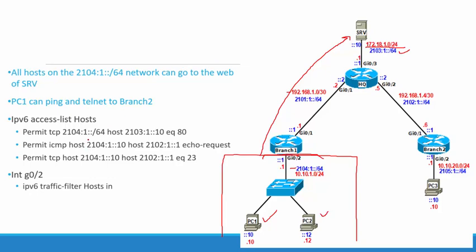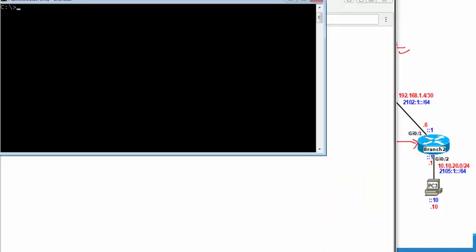And then we're going to allow PC1 to ping and telnet to branch 2. So maybe this guy is the administrator for branch 2. I don't know, I just have to give you some examples here, so that was one of them. I brought the window over for my PC1. Remember, he's sitting off of branch 1. With our IPv4 access list, we allowed him to go to the web of the server, or SRV, which was 172.18.1.10, and we allowed him to ping and telnet to branch 2.